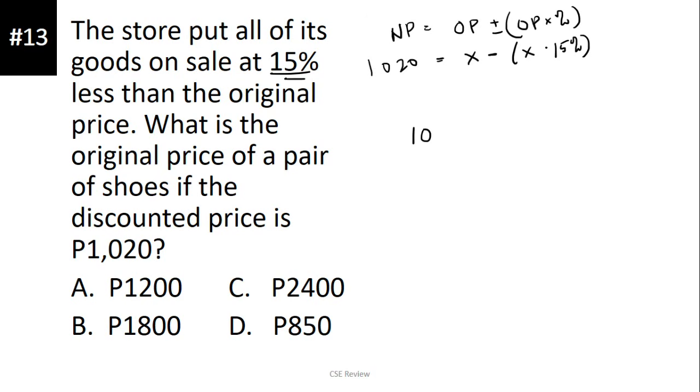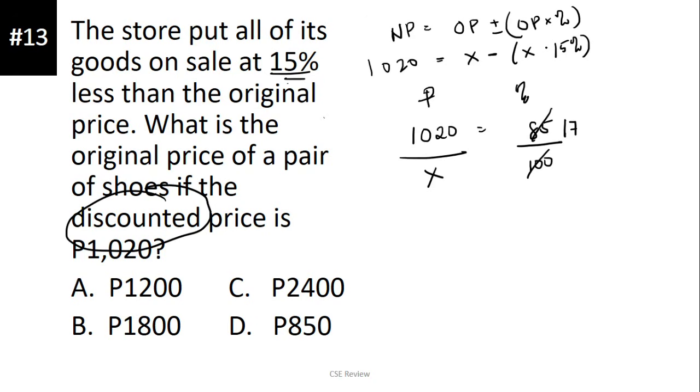Yung 1,020, this is the peso side, tapos meron kang percentage side. Yung 1,020, yun ay discounted price. Ibig sabihin, nabawasan na ng 15%. So, kung yung original price is 100%, this is going to be 85% na lang kasi nabawasan na siya ng 15. And then, ito yung X natin kasi natin alam ko yung katumbas. And then, we're just going to do ratio rotation. So, pwede pa ito bawasan kasi pareho siyang divisible sa 5. This is going to give us 17 over 20.